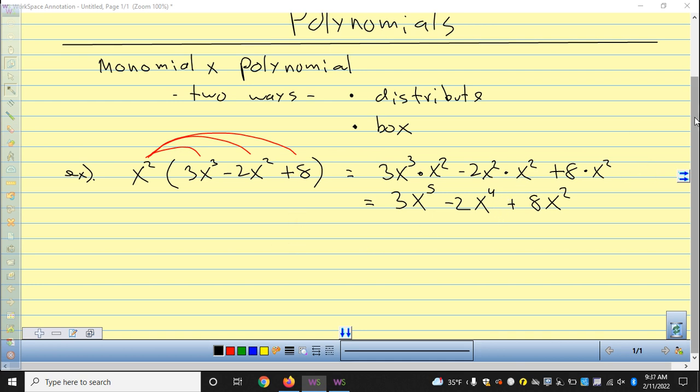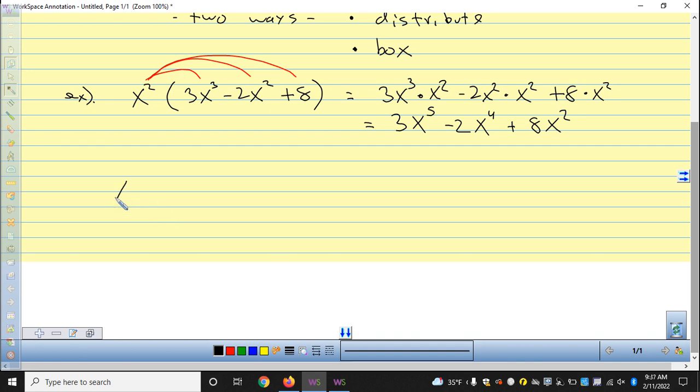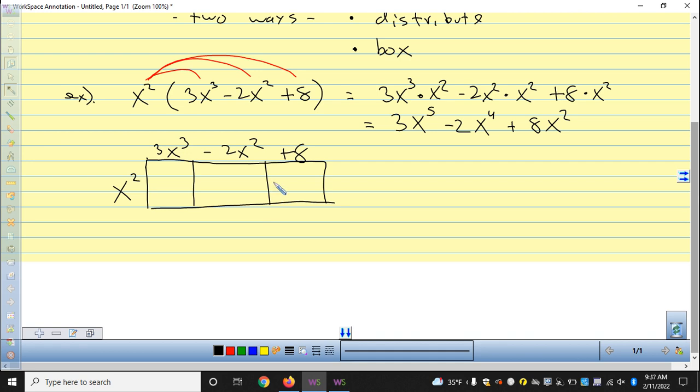Now the other way we can think about this is the box. And for the box, what I'm going to do is write the x squared here and the other one up here: 3x to the third minus 2x squared plus 8. And then I'm going to draw a box here. This is another super great way to multiply. Just another way to organize yourself and to think about it.